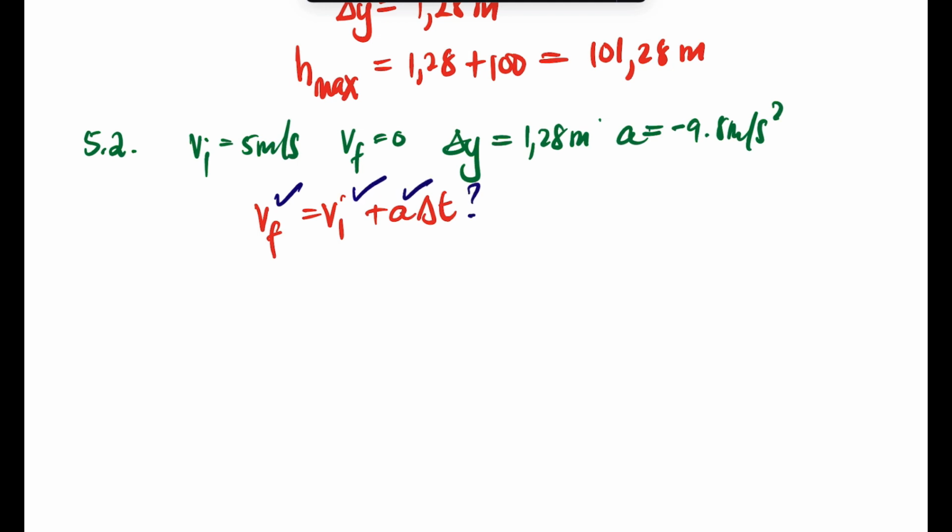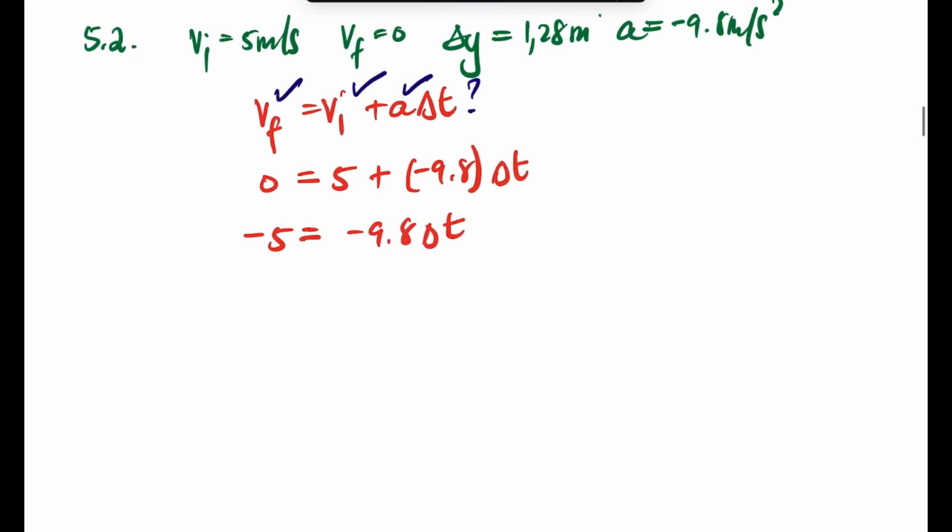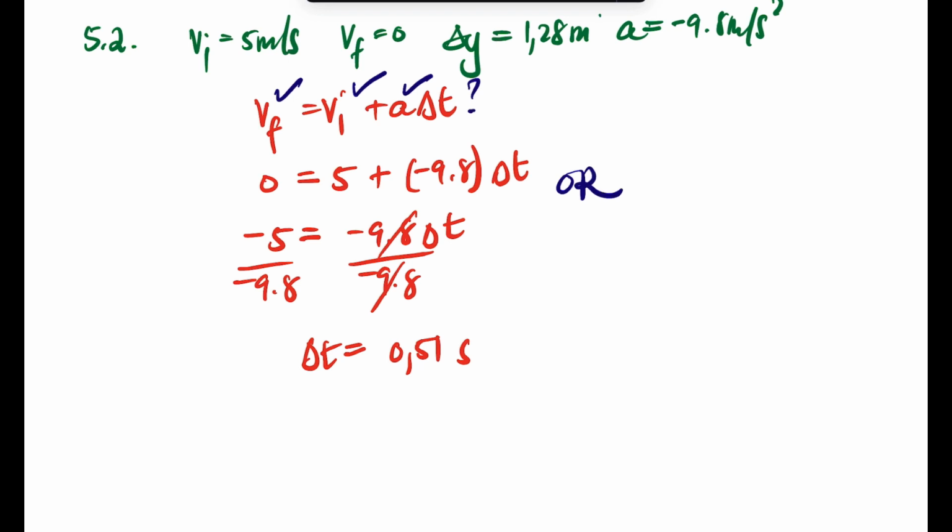So let's substitute. The final velocity is 0, the initial is positive 5, and the acceleration is negative 9.8, and we want time. So when you take the 5 to the other side, it will be negative 5, and then negative 9.8 change in t, and then we divide by negative 9.8 both sides, and then your change in t, it will be 0.51 seconds, right?